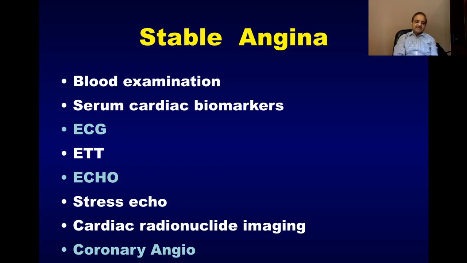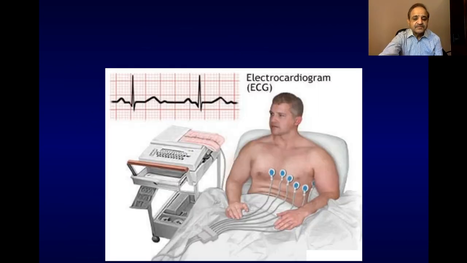You order an exercise tolerance test in stable angina pectoris to see if there are changes in the ECG during exercise. You order resting or stress echo, and rarely you also perform a coronary angiogram to see the nature of disease in stable angina patients.